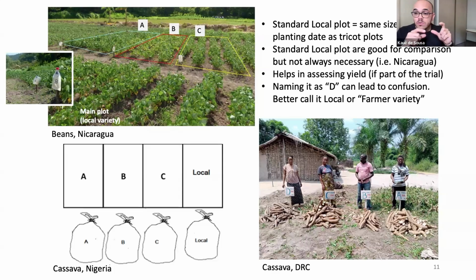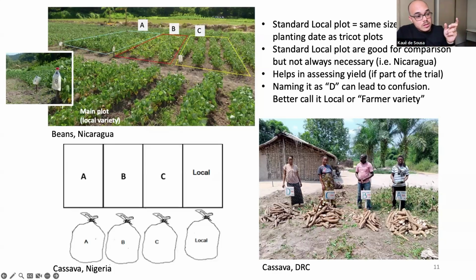But if you want to do yield assessment, like getting the metric yield from your plot, I recommend that you have a standard plot for the fourth plot, so then you can have the same standards. That's how IITA is doing it with cassava, for example. They have A, B, C and the local. They all have the same size, and then they collect the yield so they can compare the plots.